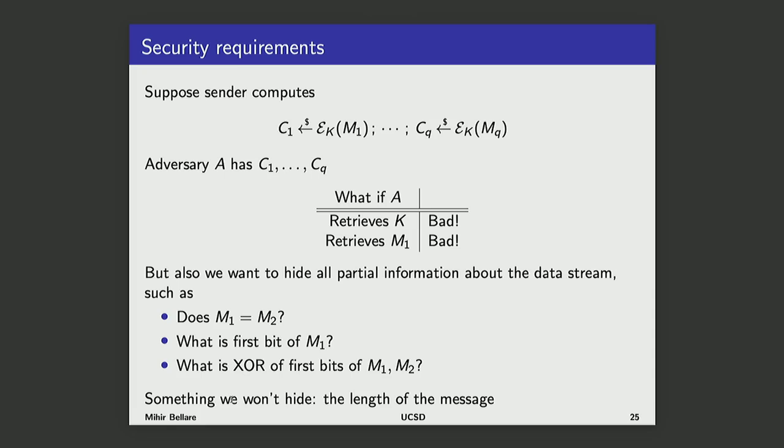At this point, though, we do agree to give up on one thing. We won't hide the length of the message. It's a string of some length which can vary, and the ciphertext will typically reveal that length. That's not because we are happy that we reveal the length, but because pragmatically it's rather hard to avoid.